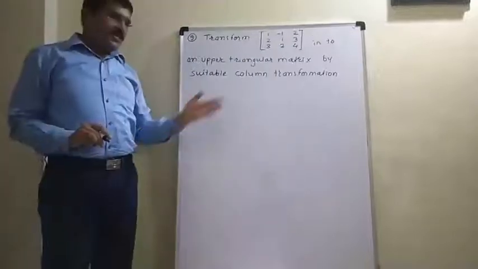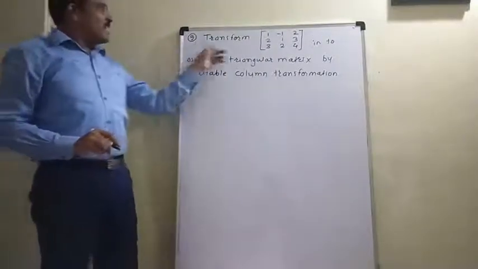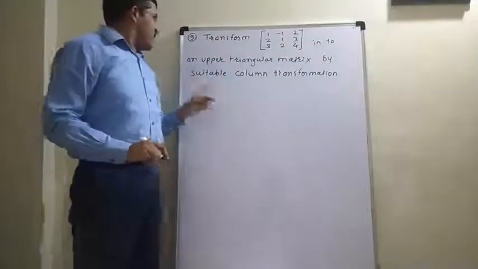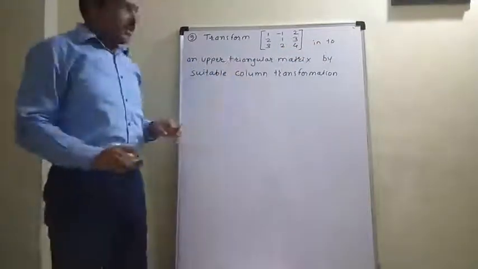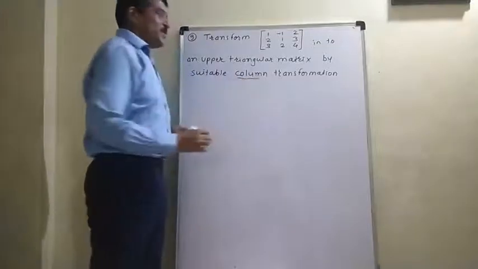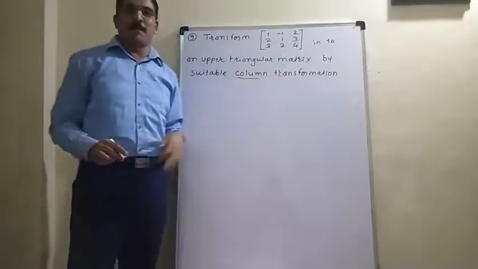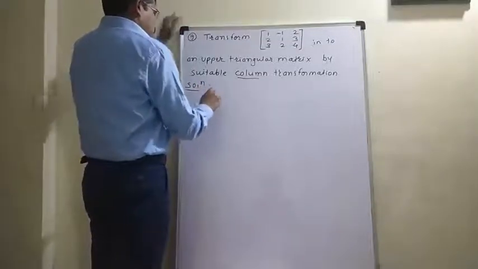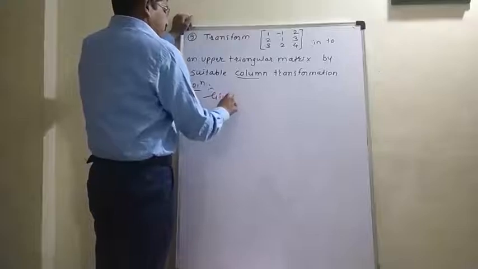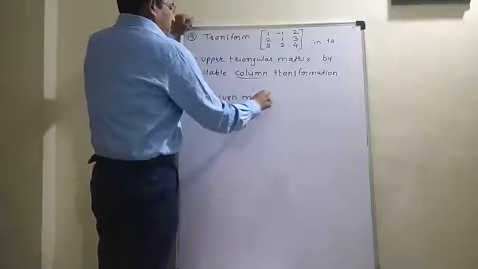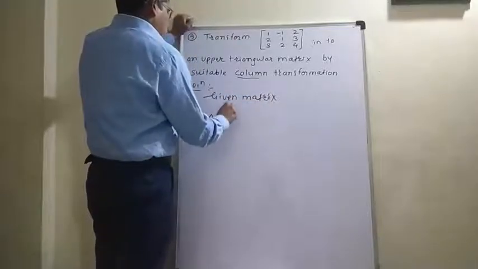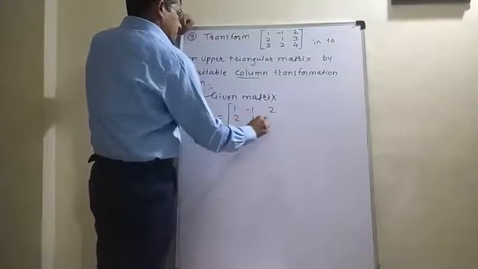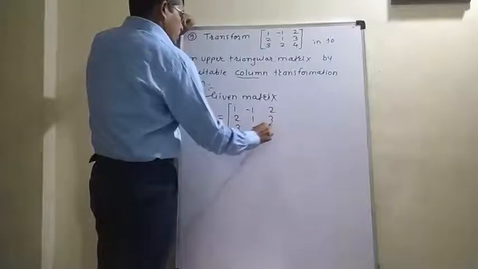Next. Let us read question number 9. Transform this 3 by 3 matrix into an upper triangular matrix by a suitable column transformation. They have given us the restriction. You have to use only column transformation, not the row transformation, to get this. Let us see the solution start. The given matrix A is equal to 1 minus 1 2, 2 1 3, 3 2 4.